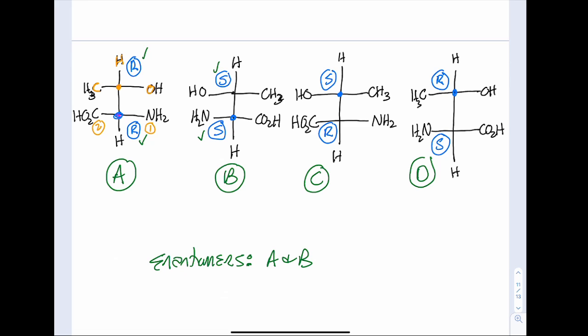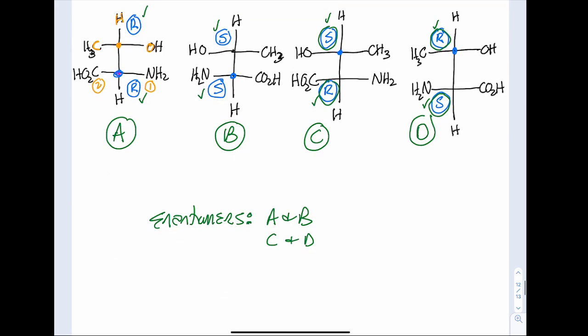So opposite configuration at both of the chiral centers. And then we drew C, and then we drew its mirror image. So we know that C and D are enantiomers. And then double checking the configuration: this is SR, this one's RS. So opposite at both chiral centers, right? This chiral center and this chiral center are opposite. This one and this one are opposite. So those are going to be enantiomers. Diastereomers.